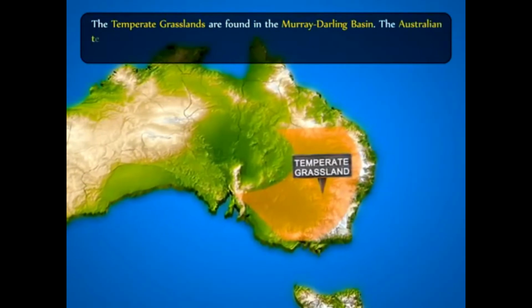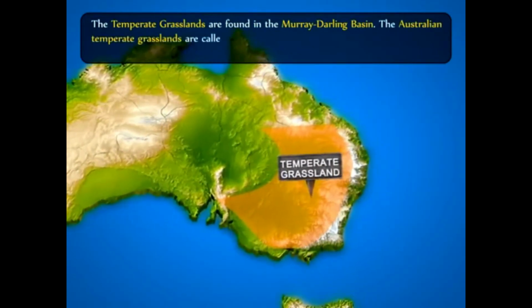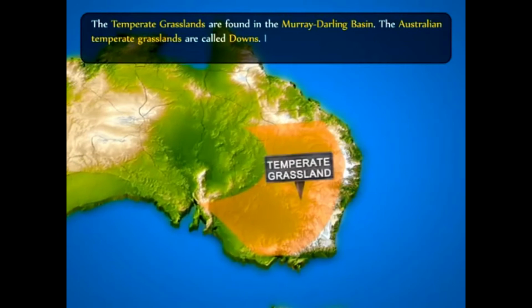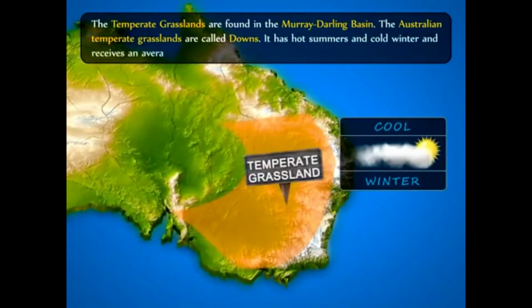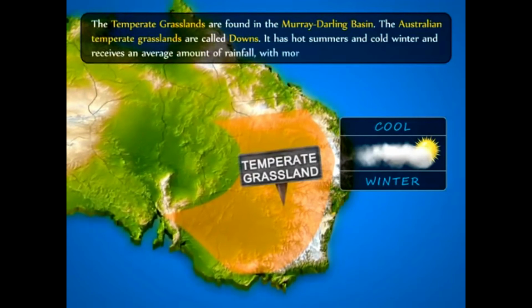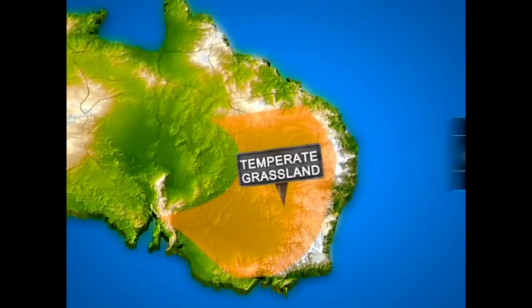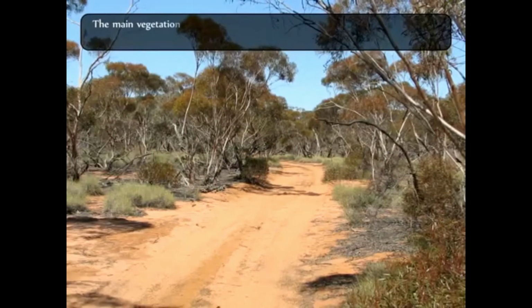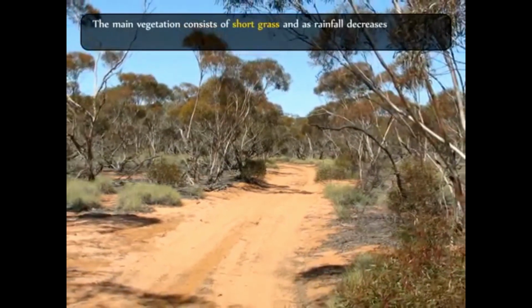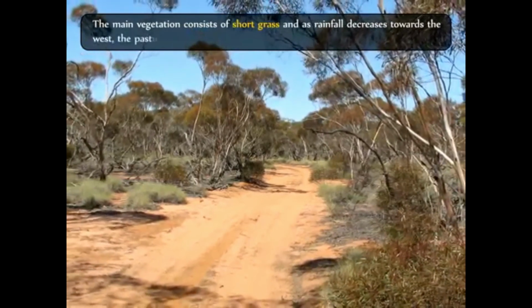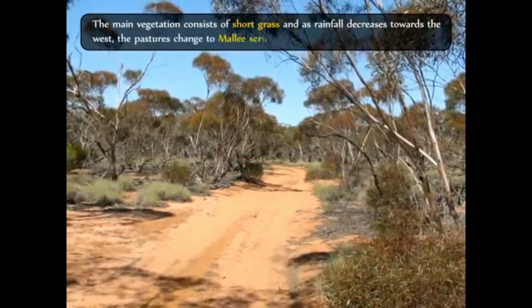The Australian temperate grasslands are called downs. It has hot summers and cold winters and receives an average amount of rainfall with more rain in summer. The main vegetation consists of short grass, and as rainfall decreases towards the west, the pastures change to mallee scrub bushes.